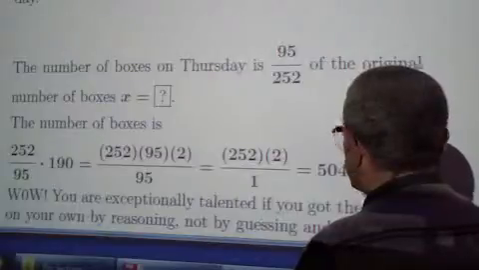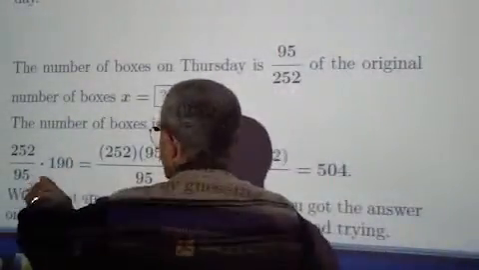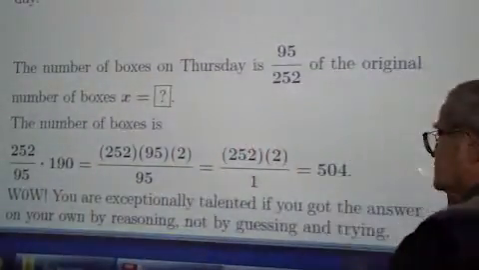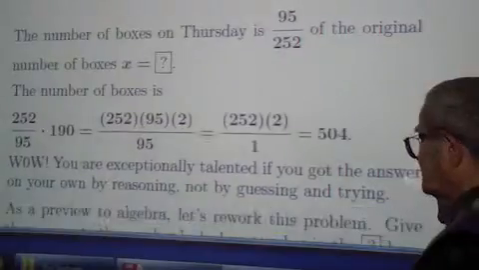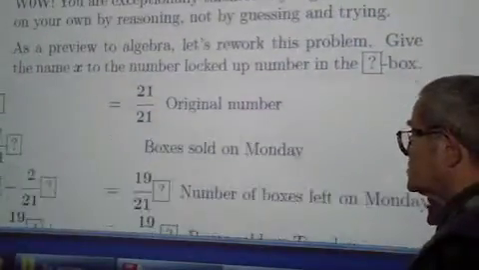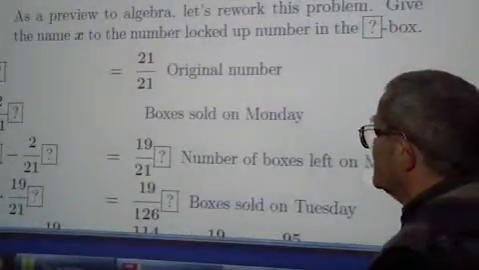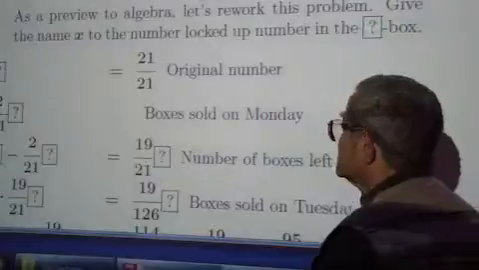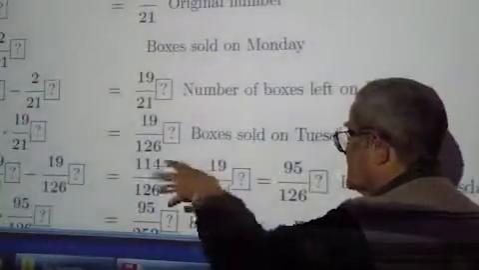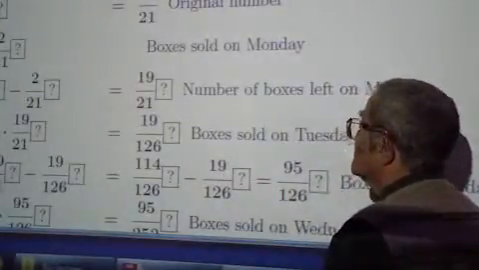I said x was 252 over 95 times 190, which gave me 504. And as I said, if you get that, you're exceptional. And then I wanted to check and see if this works. So if we had originally 500, here I show you a quick way of doing it. I'm repeating what I had done. I show it to you in a compact form.